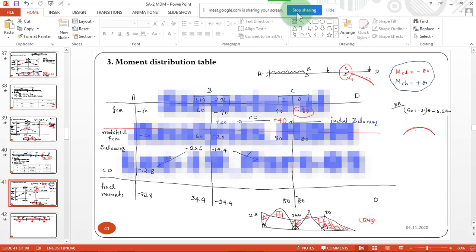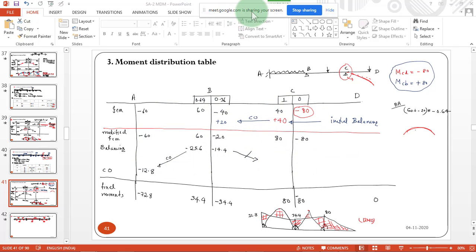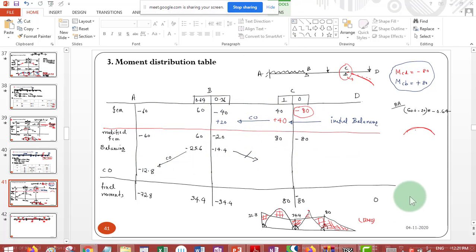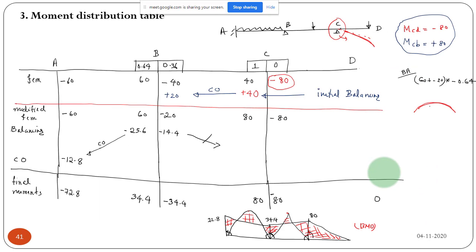So we'll go to the last question. Next question is the last question from your continuous beam. Okay, so because we have to see at least all types of problem. Okay, one example from each type.